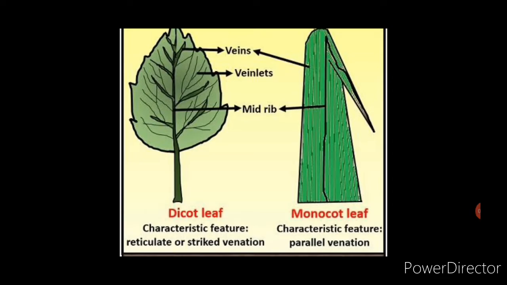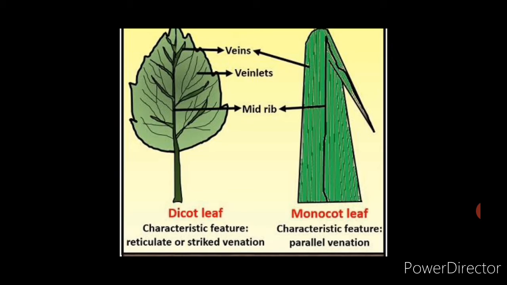This is the dicot, that is dorsiventral, on your left hand side, and on your right hand side is the monocot, which is isobilateral. You can see the midrib, isn't it? For example, I can say grass leaf is similar to the monocot leaf, and this is the normal leaf that you can see. Now you can see the midrib, isn't it?